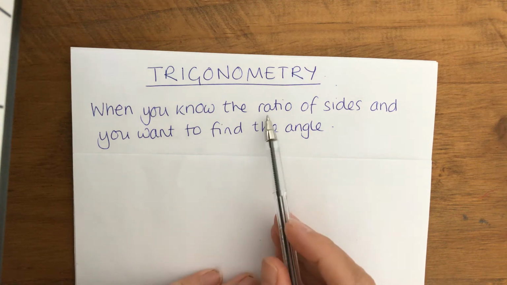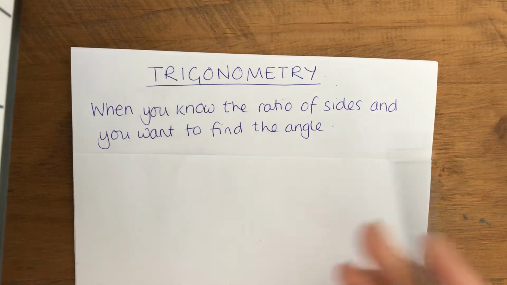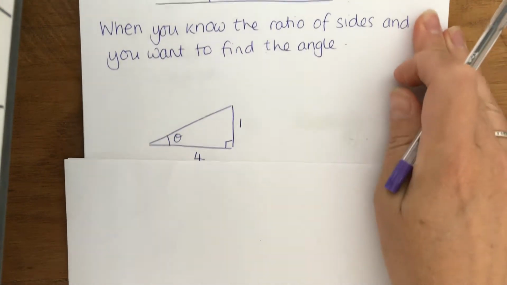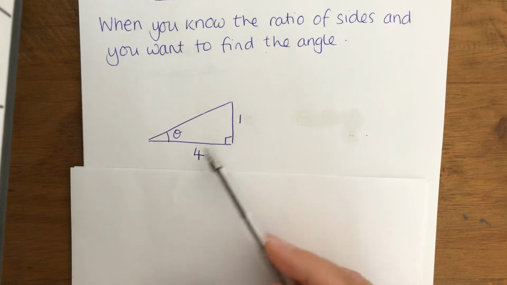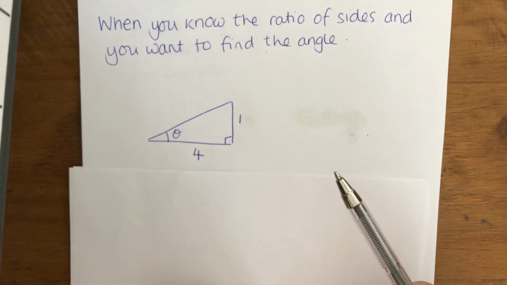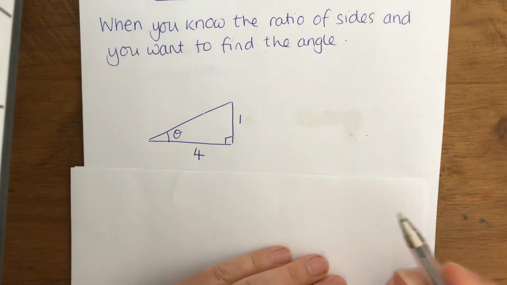Okay, so we're now going to look at when you know a ratio of a pair of sides and how you go about finding an angle. So here's an example. The ratio of those two sides is a quarter. That side is a quarter of this. But is it sine, cos or tan?